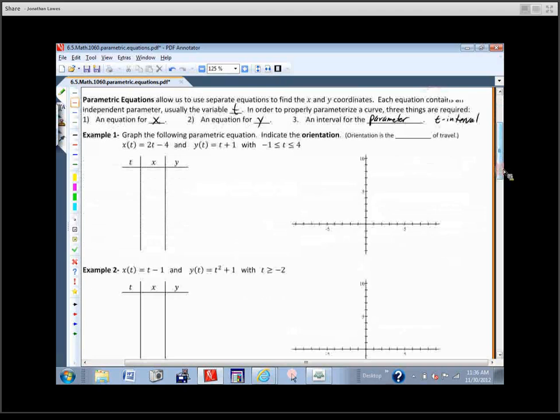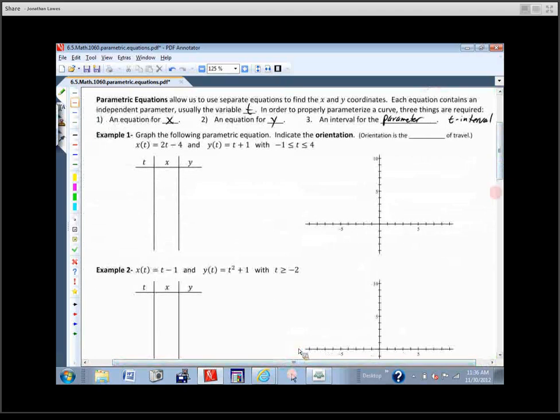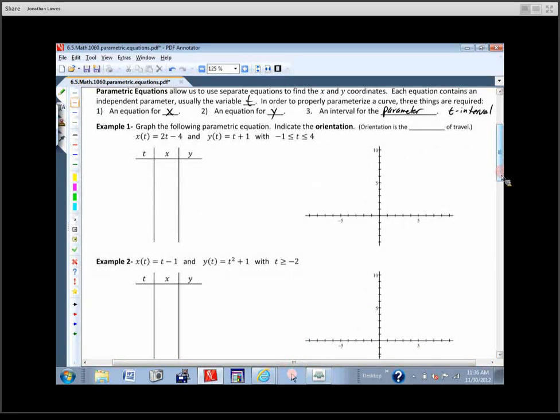We're going to do a couple of examples right here. If you haven't graphed parametric curves, we're going to start with a very simple example. Here are the parametric equations. You'll notice that we've got the three things we were just talking about. I've got an equation for x in terms of t, an equation for y in terms of t, and then I've got a t interval.